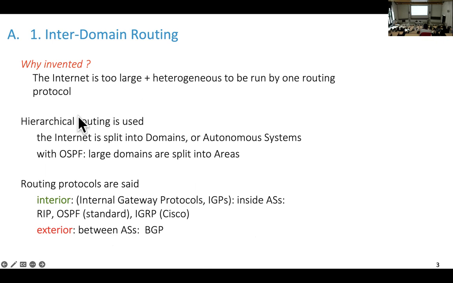Why do we do this? Why do we need inter-domain routing? Because of lots of reasons. I give you 2 reasons here. First of all, the internet is too large. The internet is very large, and if you want to simply do OSPF everywhere, that would not scale.